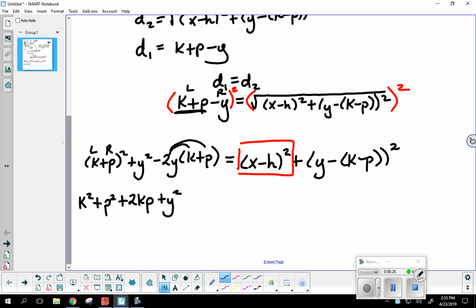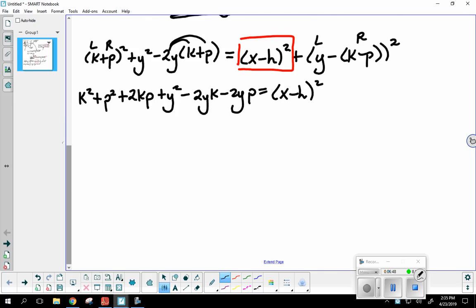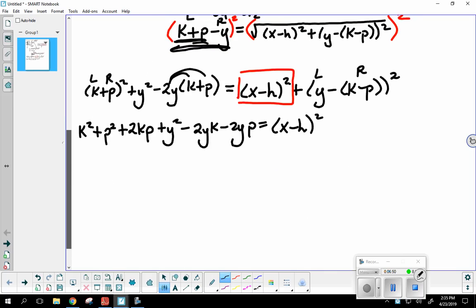Now we'll distribute minus 2yk minus 2yp equals the x minus h squared that I'm not going to touch. Now, what we just did a moment ago right here, we're going to go ahead and do to this guy. Here's the left term, here's the right term. The only difference is the k minus p is already grouped for me.